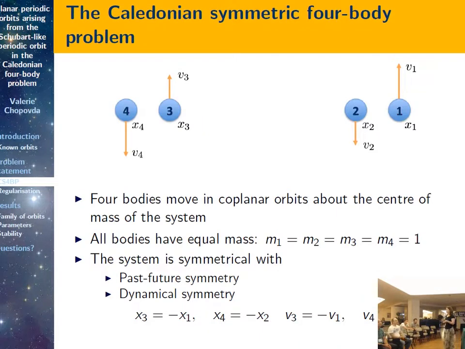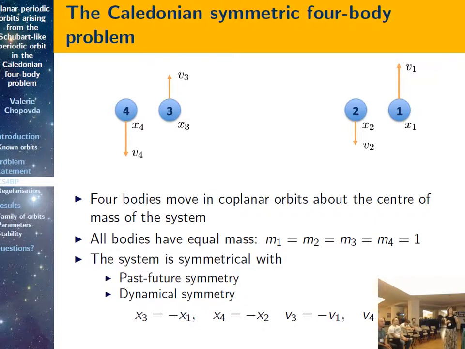To be able to find all these orbits, I was solving the Caledonian symmetric 4-body problem, which was introduced by Archie and Winston in 1998. In this system we have 4 bodies that move in planar orbits about the center of mass of the system. For this project, we assume that all bodies have equal mass and they're point-sized. Initially, these 4 bodies start on a straight line, and they have velocities perpendicular to that line. And we say that the start of integration time is when bodies 2 and 3, the middle ones, are at extrema. This time it's maximum.